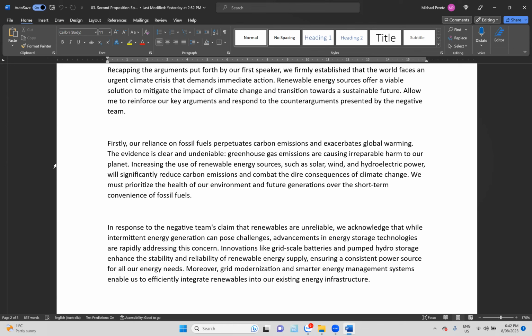Moreover, modernization and smarter energy management systems enable us to efficiently integrate renewables to our existing energy infrastructure. Very good, Tim.